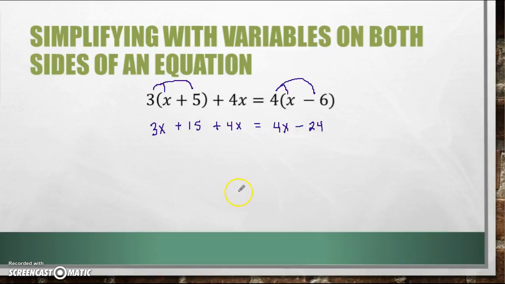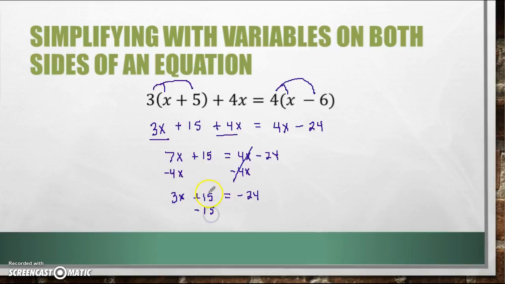And now I can just combine like terms. So I already see that I have two variable terms on this side. 3x plus 4x is 7x plus 15 equals 4x minus 24. And then continuing to combine like terms, this is a smaller coefficient than this one, so I'm going to subtract off 4x from each side. 7 minus 4, we have 3x plus 15 equals 4x minus 4x. Those two cancel off, and you're left with a negative 24.